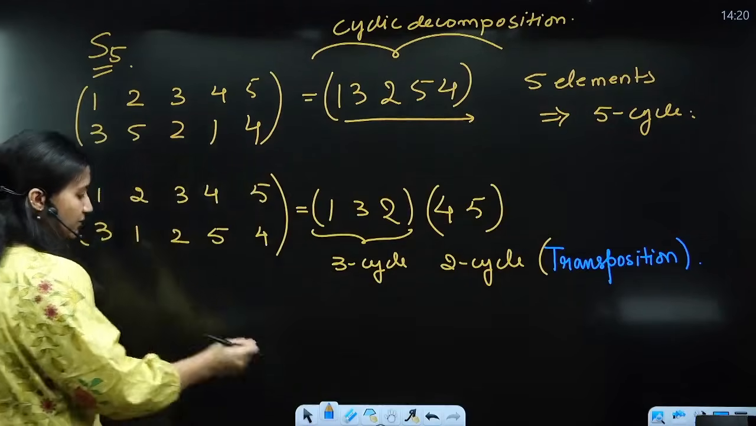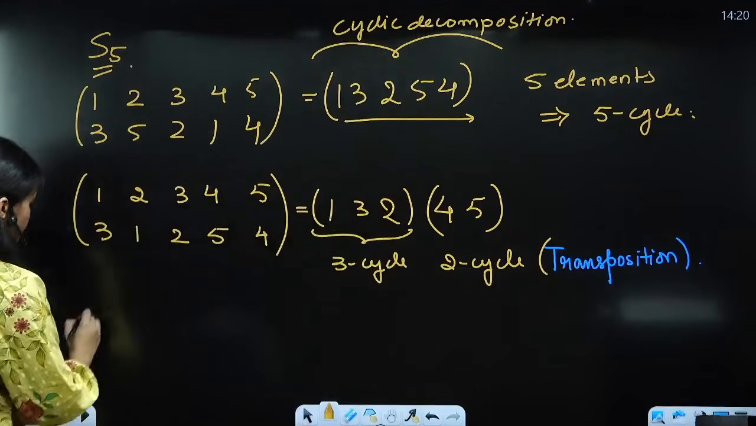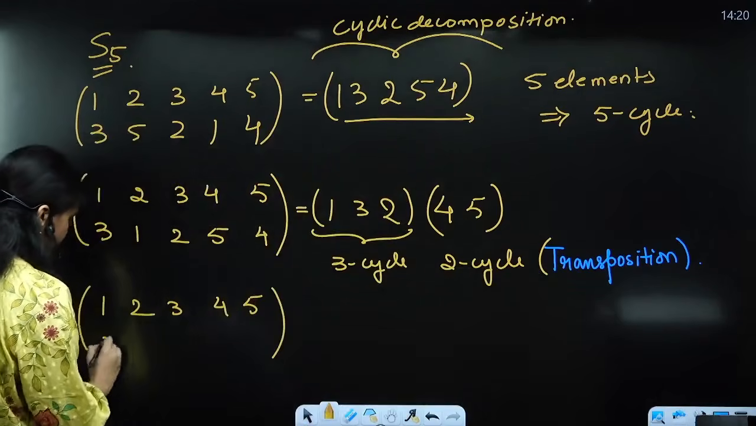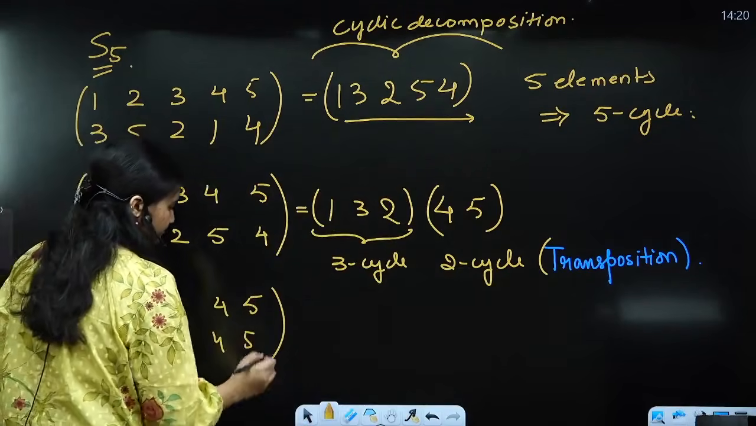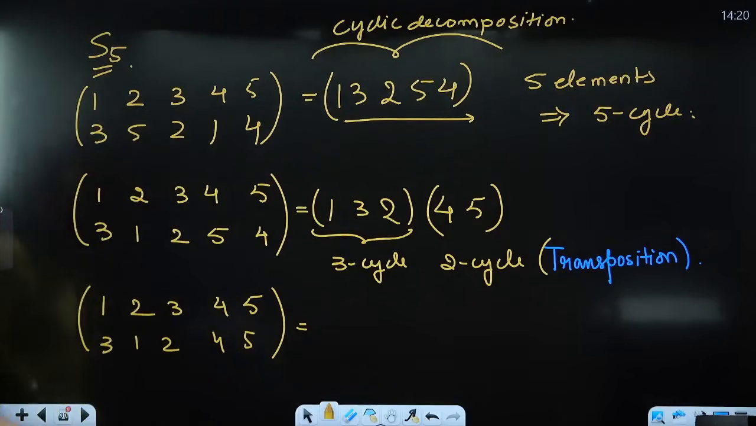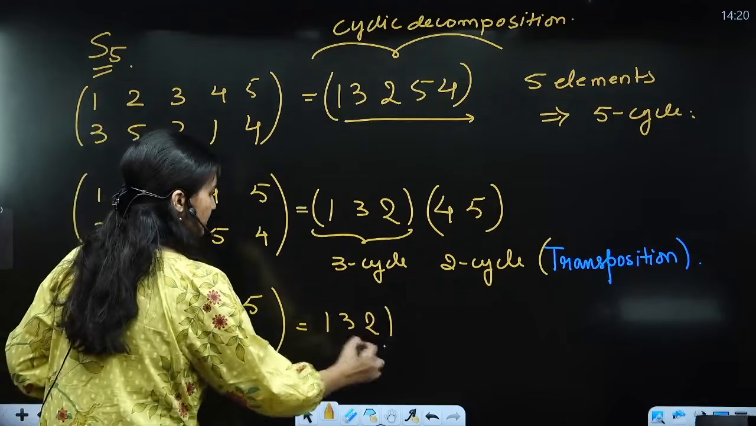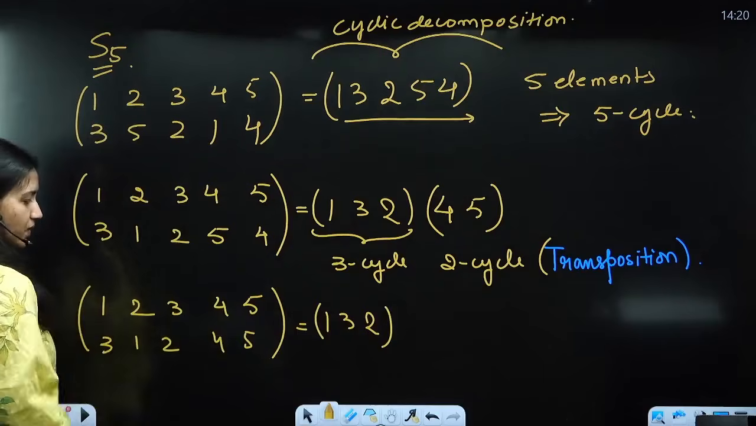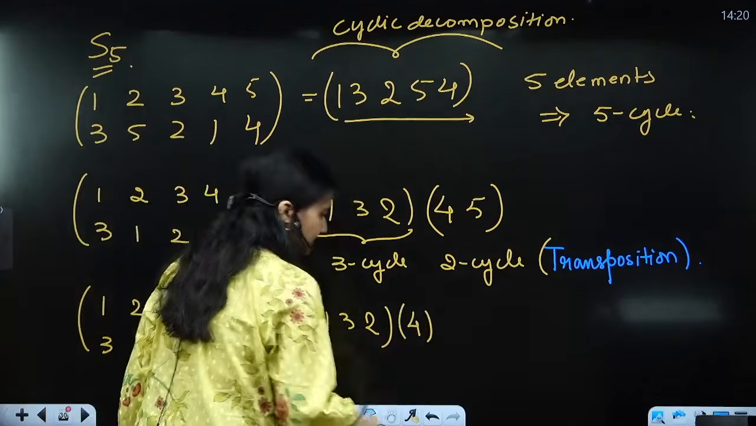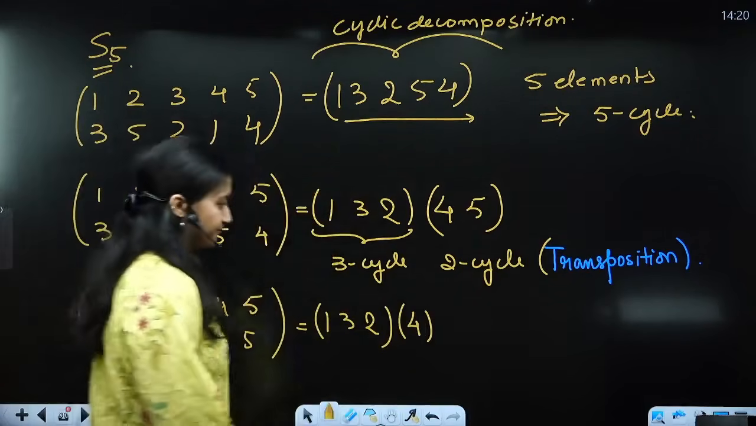Now finally one more example. Try to write the R cycle for it. 1, 3 and 2, and this cycle closes here. Why? Because 2 is going back to 1. Now 4 is being mapped to 4. That means this is a cycle of length 1 only, right? And 5 is being mapped to 5.